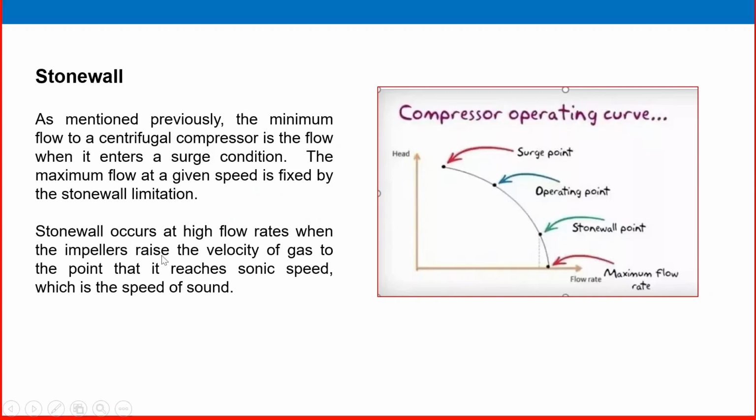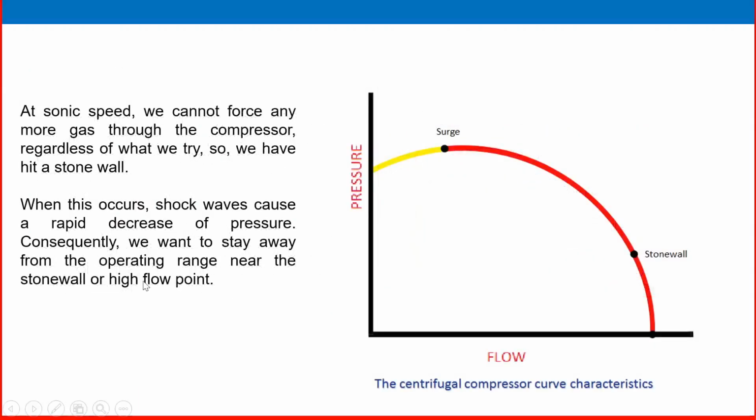Stone wall occurs at a high flow rate when the impellers raise the velocity of the gas to the point that it reaches a sonic speed, which is the speed of sound. At a sonic speed, we cannot force any more gas through the compressor, regardless of what we try. So we have to hit a stone wall. So this is the condition of stone wall. This is the base safety operating limit, and this is a surge condition.